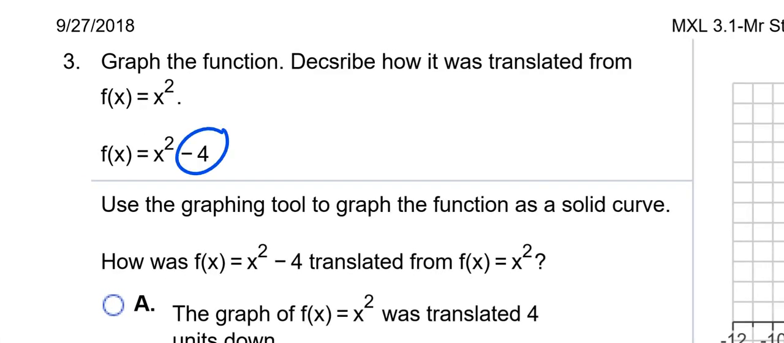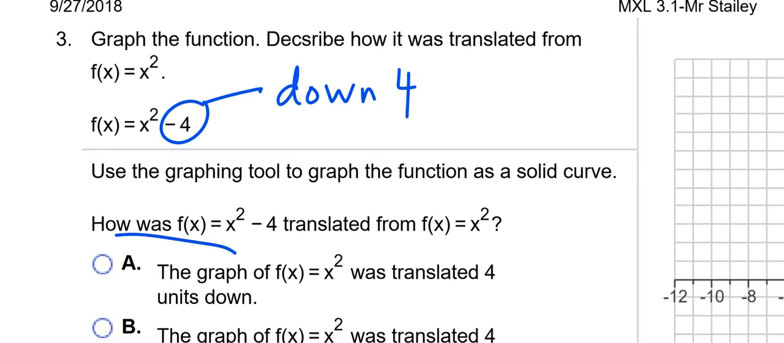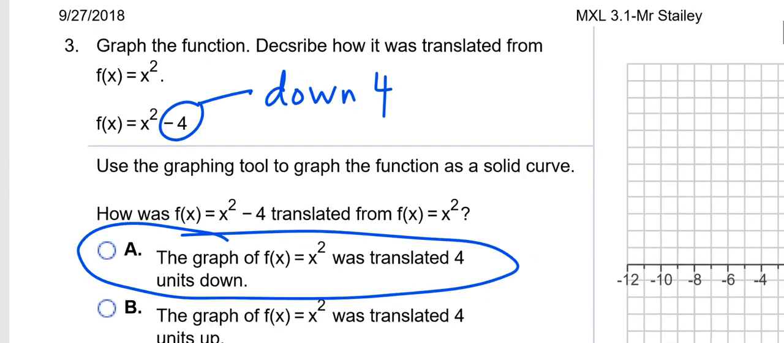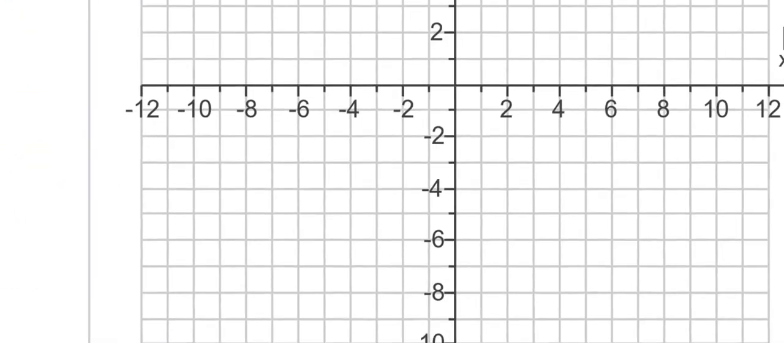What's the minus telling you? Down 4. Is that choice A? I believe. Translated down 4 units. Okay. So let's draw a quick picture. Where are we going to start? Drop down 4 units from the origin. There's your starting point. Okay. What's my A value? A is 1. So that means that 3A is 3. Should be pretty easy. Graph it.